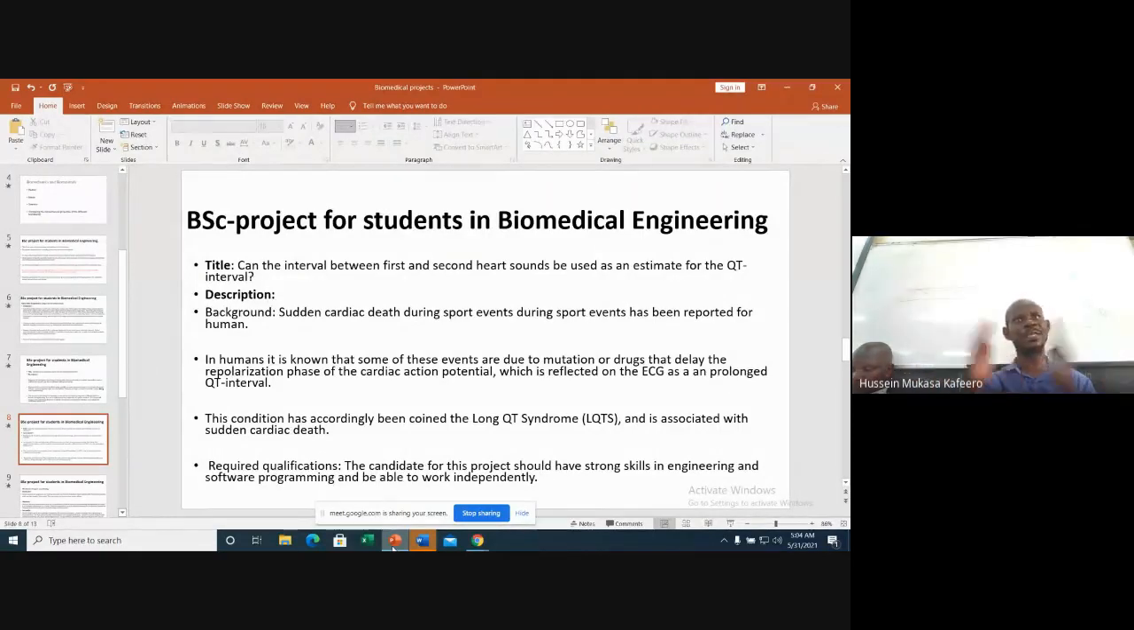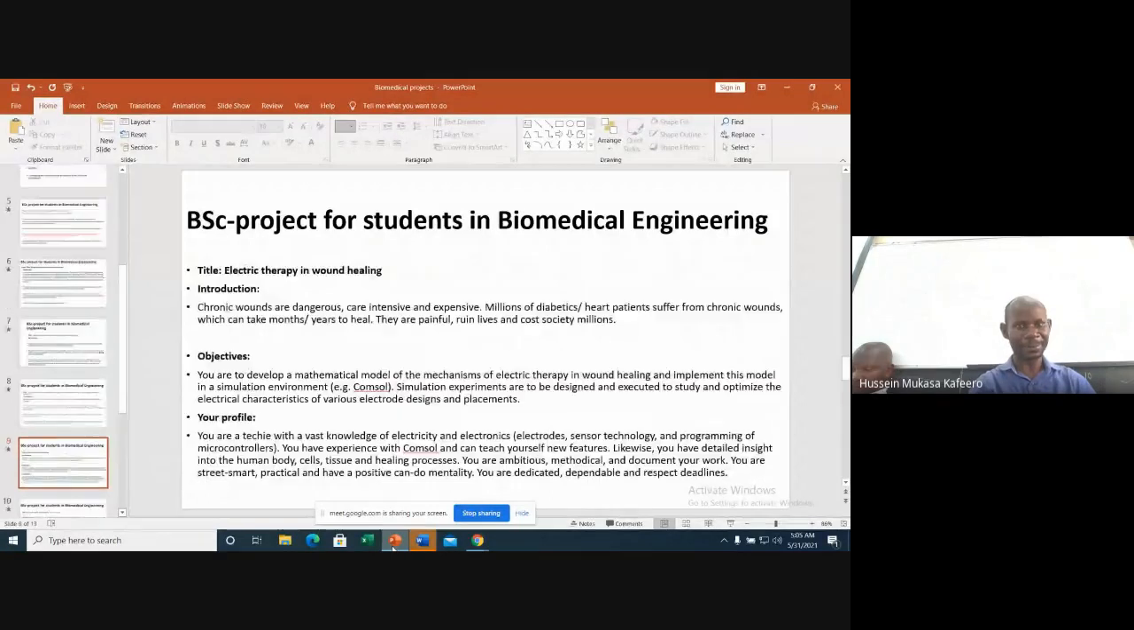Because if you know the QT interval, it can help diagnose heart diseases without really doing surgery. You can diagnose by estimating the QT interval from the heart sounds. The Q is the first phase of the electrocardiogram and the T is the last phase. So if we can determine the interval between the two using the heart sounds, which you can hear, the lub and the dub.